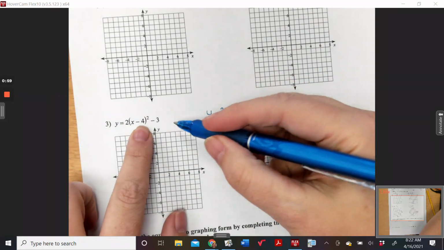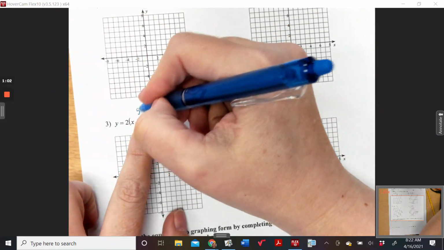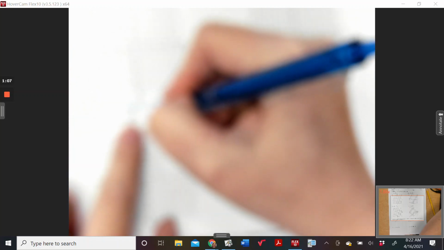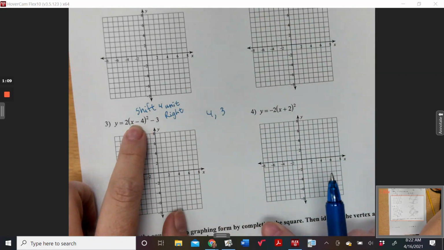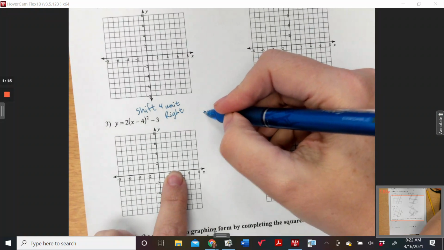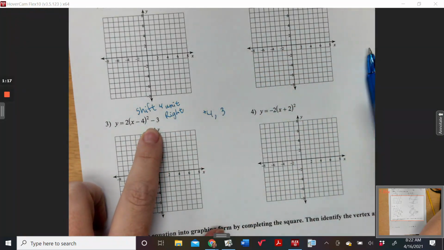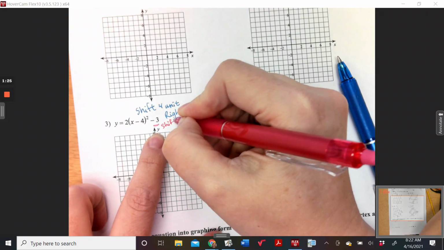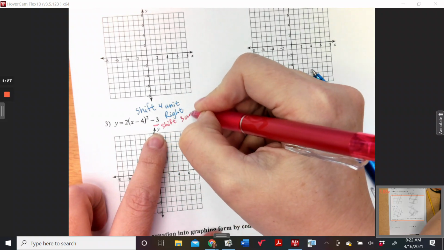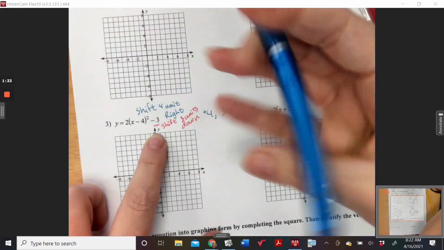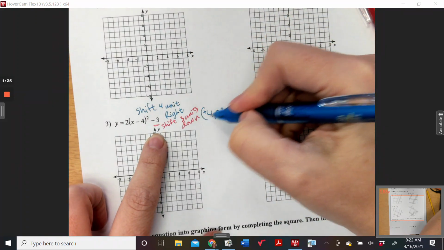So if I recall, X minus 4 shifts 4 units right. So X minus 4 is a shift of 4 units to the right, which means it's a positive 4. Minus 3, this minus 3 is a shift of 3 units down. And so it shifted 3 units down, which makes this a negative 3. And so there's my vertex.